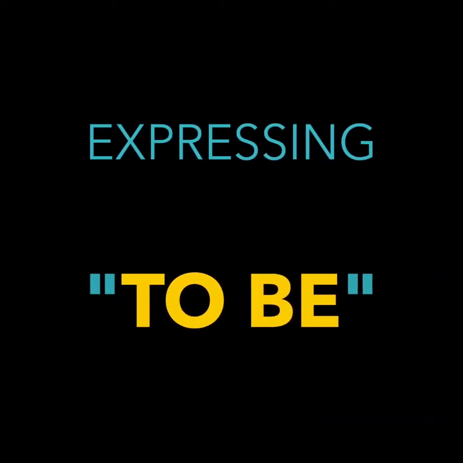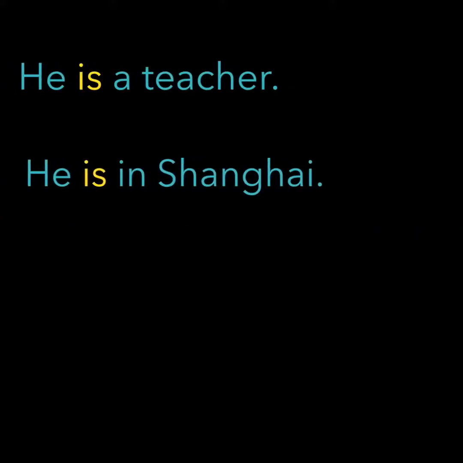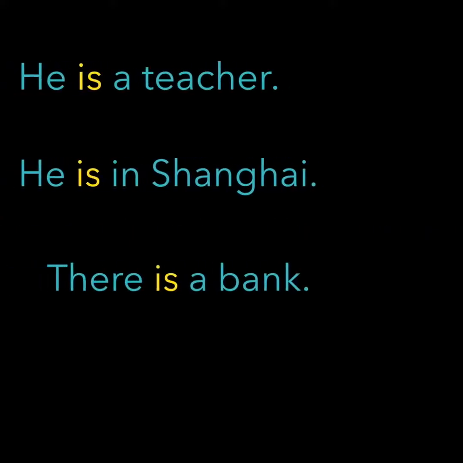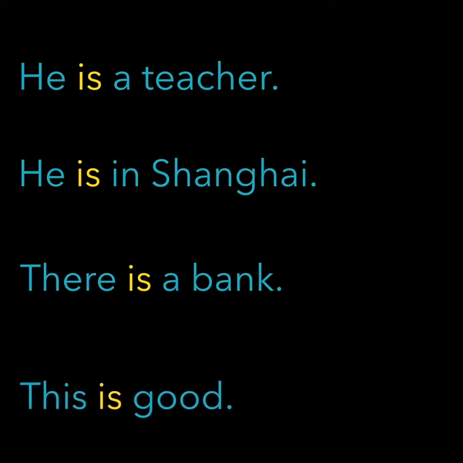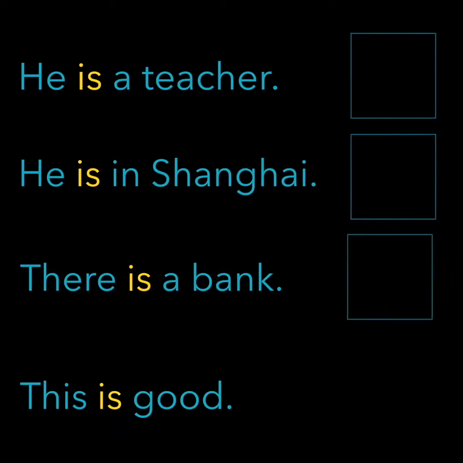Expressing to be. In English, we use just one verb to say things like he is a teacher, he is in Shanghai, there is a bank, and this is good. In Mandarin, we use 3 different verbs and one other method that we will look into at the end of this video.